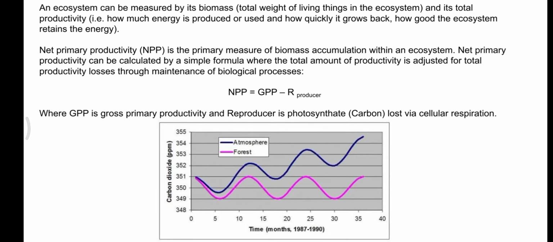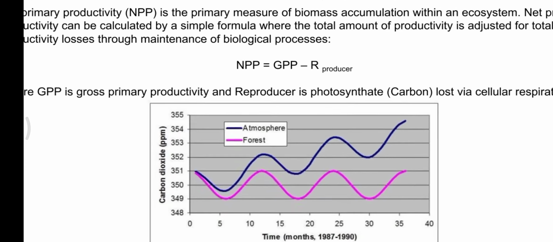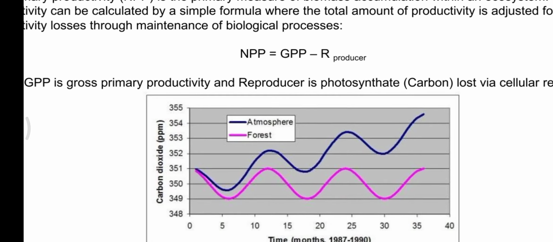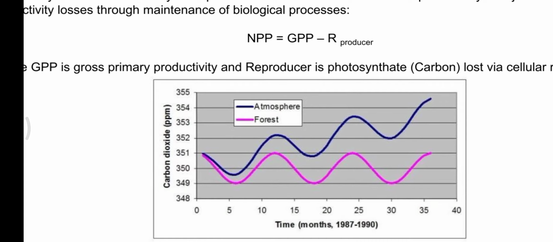Now here we have a figure which shows us the data of seasonal trends associated with periods of high and low NPP and an overall annual increase of atmospheric carbon dioxide.